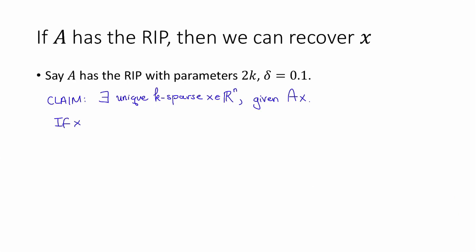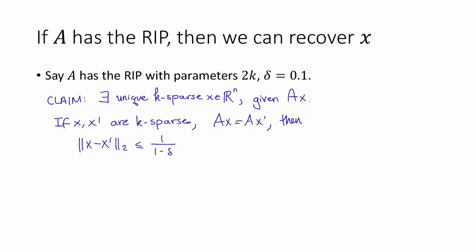Indeed, if x and x prime are both k-sparse, and they have the same observations, that is, Ax is equal to Ax prime, then if A has the restricted isometry property, the L2 norm of x minus x prime is at most 1 over 1 minus delta times the L2 norm of A times x minus x prime. But Ax is equal to Ax prime, so this is just 0. So in particular, this implies that x equals x prime, and so there's a unique solution to this system. This gives us an inefficient algorithm to recover x.